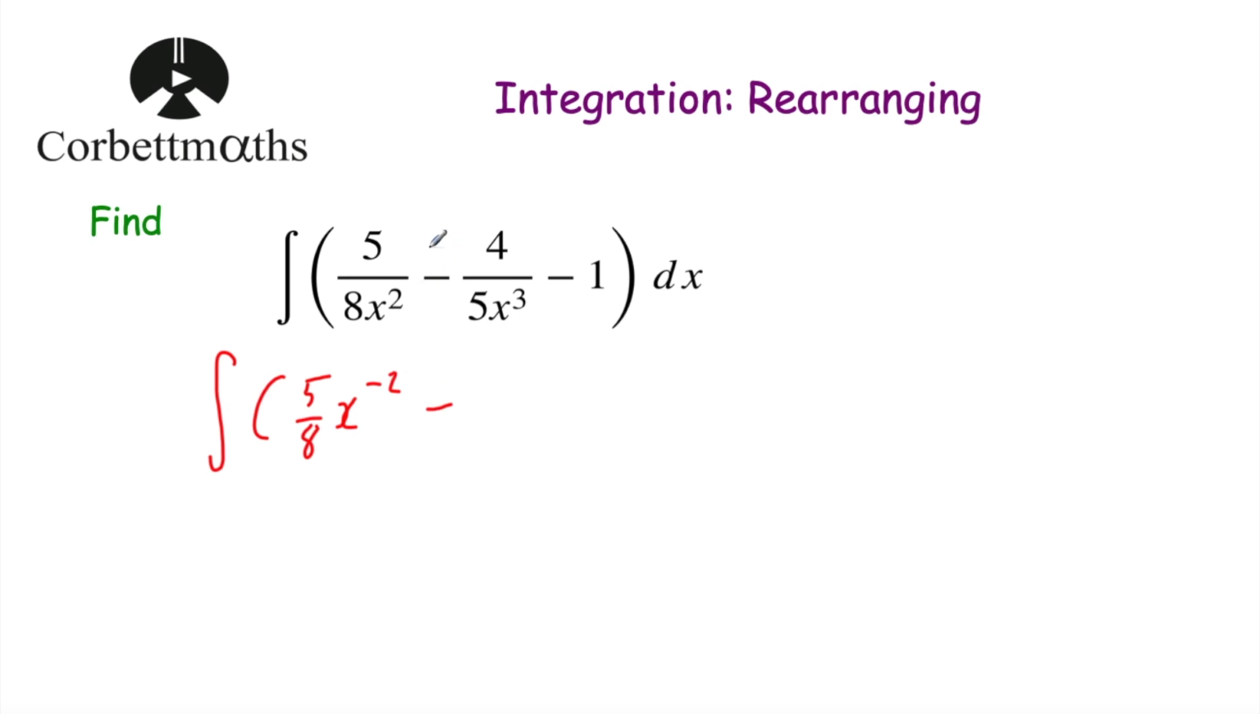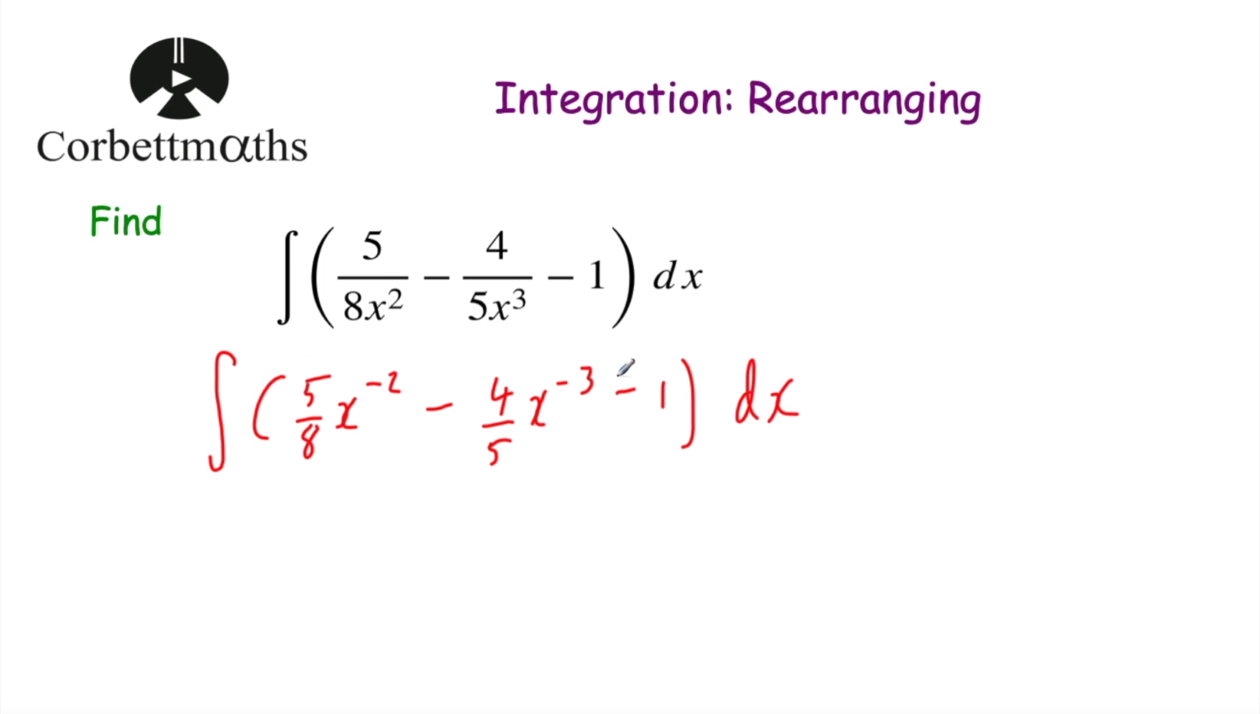Then I'm going to put the minus sign. And then here we've got 4 over 5x cubed. Again, I'm going to write that fraction, the 4/5 in front, and then I'm going to bring that up and give it a negative power, so it'll be x to the power of negative 3. And then we've got minus 1, and then we're integrating that with respect to x. Okay, so that's fantastic. We've now rearranged it. Now we need to integrate it.